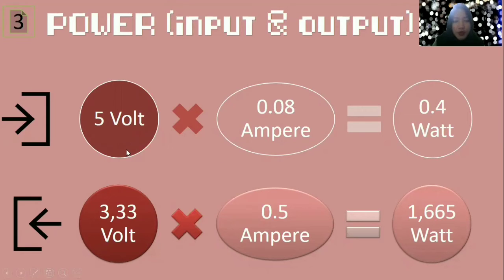And then the input power is 0.4 watt. And then we get this number from the voltage in the circuit, 3.333 volt, multiplied by 0.5 ampere, obtained from the electric current in the circuit, and then we get 1.665 watt. And then the output power is 1.665.